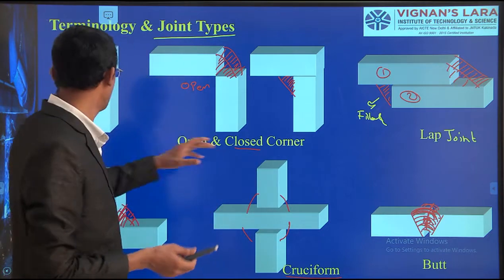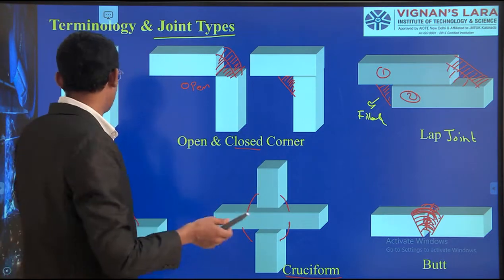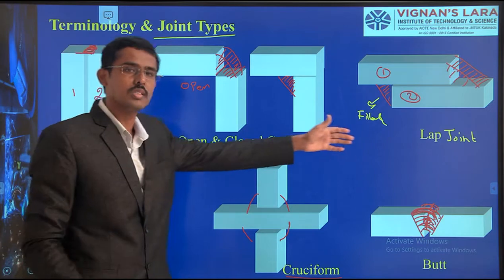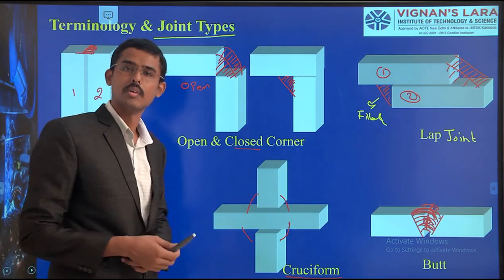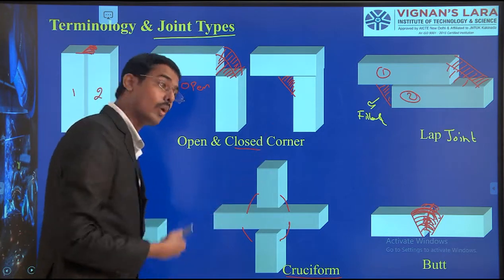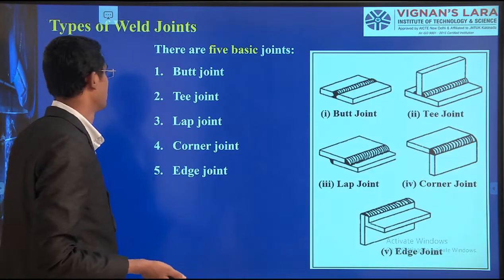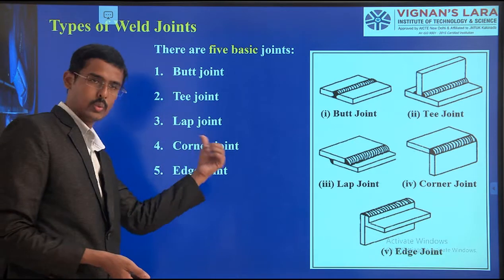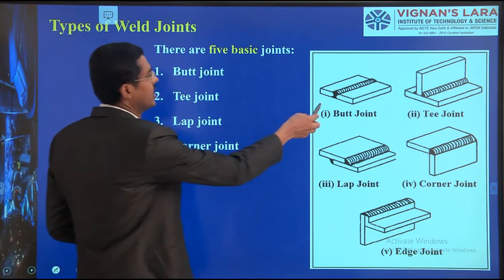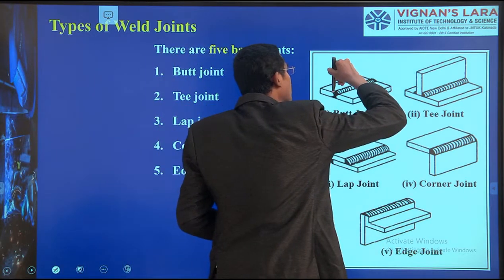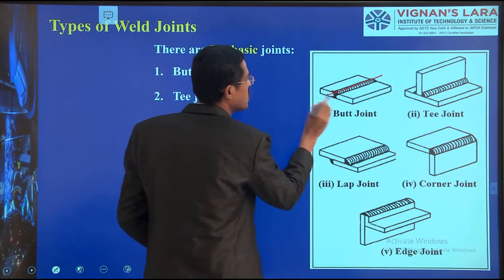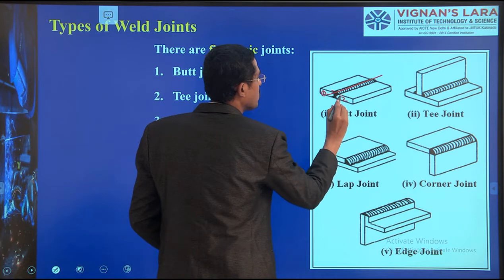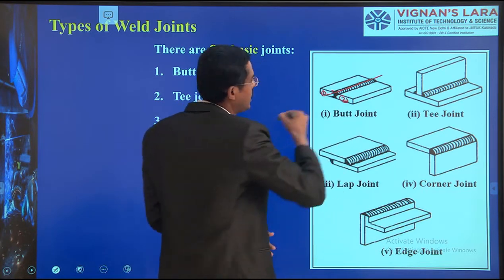So, I have divided joints into six: edge joint, open and closed corner joint, lap joint, T joint, cruciform joint and butt joint. Now, we have to see the welding configurations also. This is what I have told you. Number 1, the butt joint, is like this. We have to weld in this format. The two pieces, piece number 1 and piece number 2, are kept in the butt format and welded.